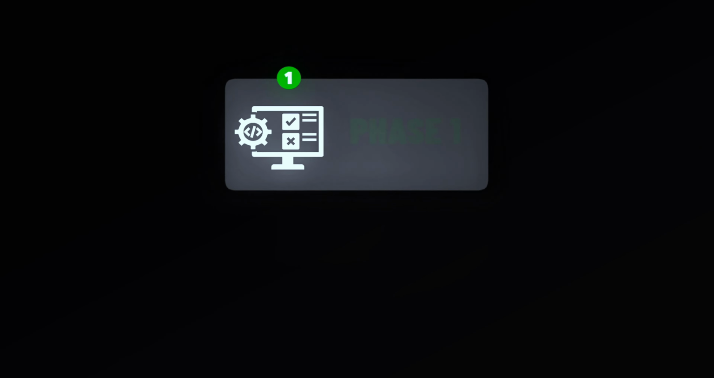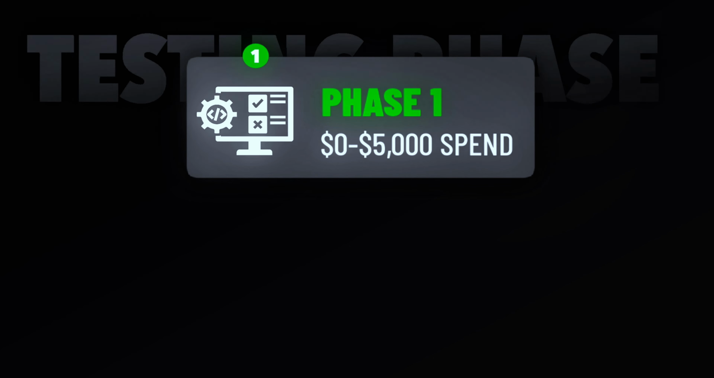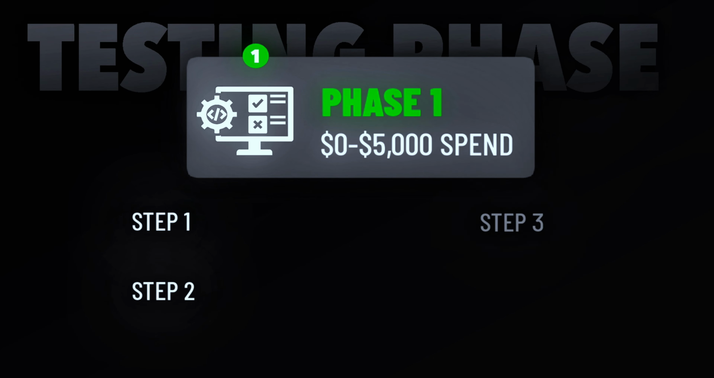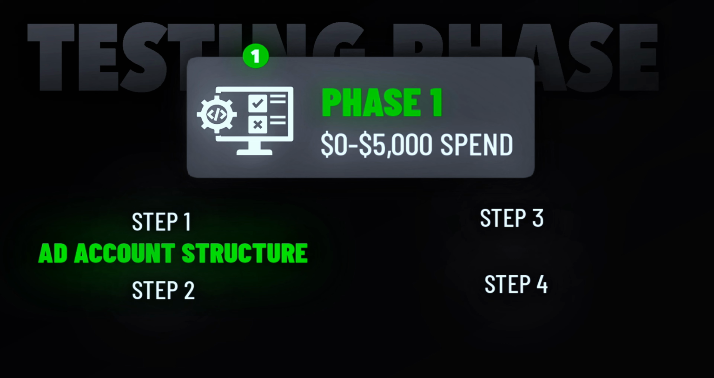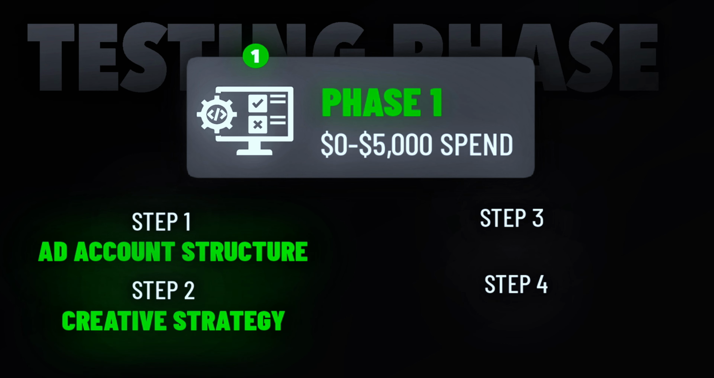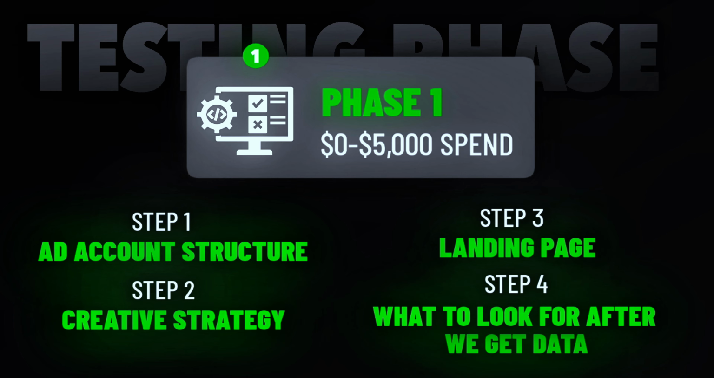All right, so phase one with scaling your ads is going to be the testing phase. And phase one is going to have 4 simple steps. Number 1 is your ad account structure. Number 2 is your creative strategy. Number 3 is your landing page. And number 4 is what to look for after we get data.